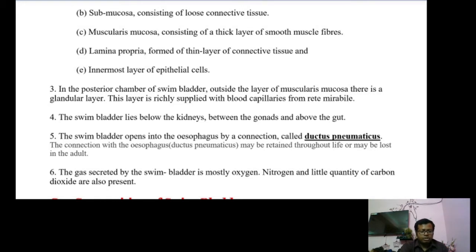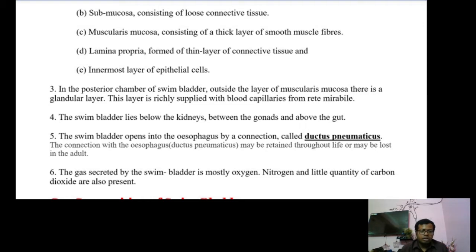Third point in the structure is that the posterior chamber of swim bladder has similar kinds of layers, but outside the muscularis mucosa layer, there is another glandular layer. This is an extra layer. The glandular layer is the extra layer which is found in the posterior chamber but not found in the anterior chamber. This layer is richly supplied with blood capillaries from the rete mirabile. That is, the posterior chamber has rete mirabile, and the blood capillaries from this rete mirabile supply this glandular layer.